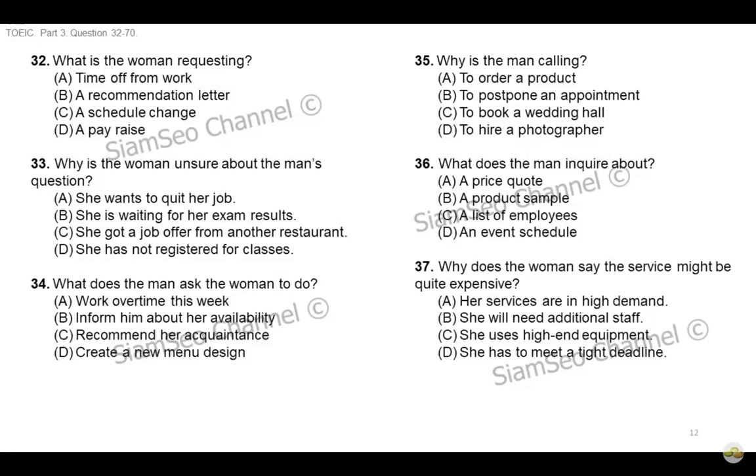Number 32. What is the woman requesting? Number 33. Why is the woman unsure about the man's question? Number 34. What does the man ask the woman to do?